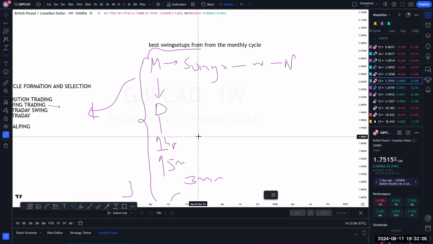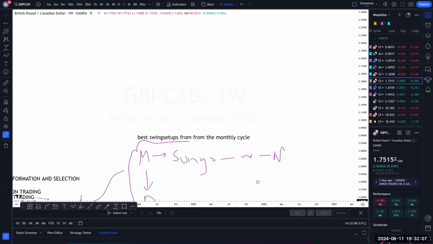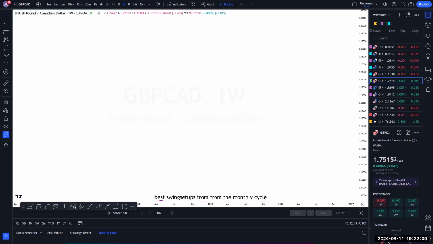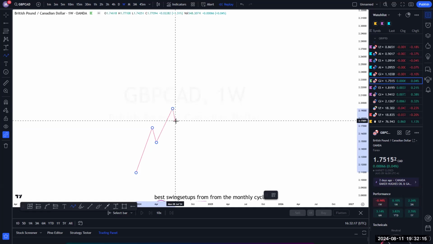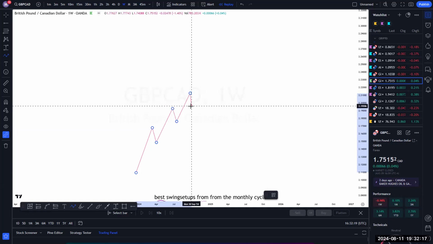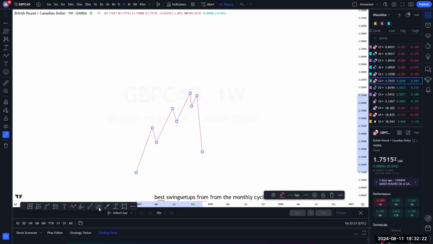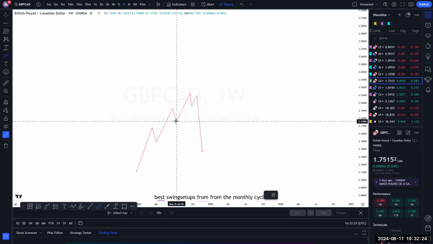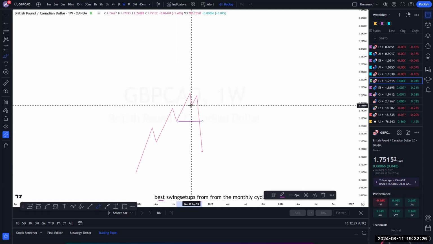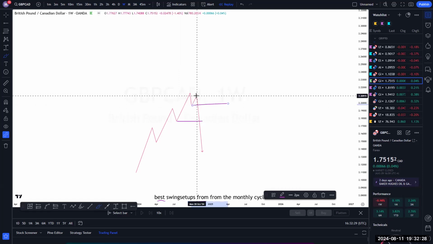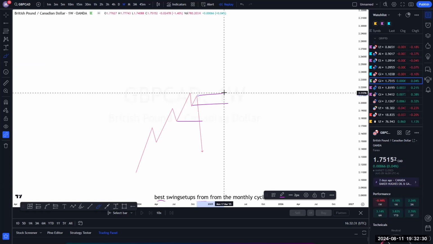Now let's assume we have this as our monthly area of liquidity. Price performs a shift point and leaves us with this formation. So that is a monthly area of liquidity.